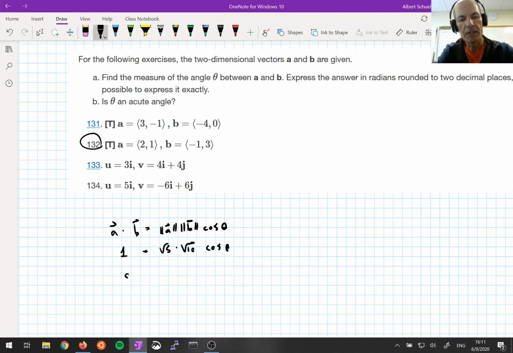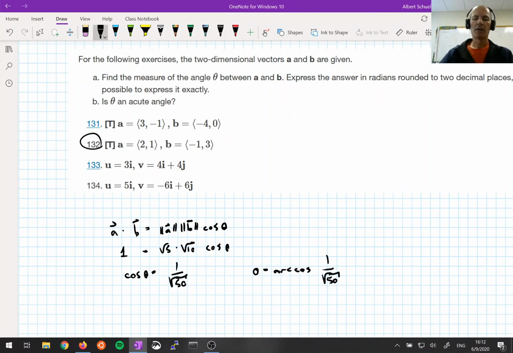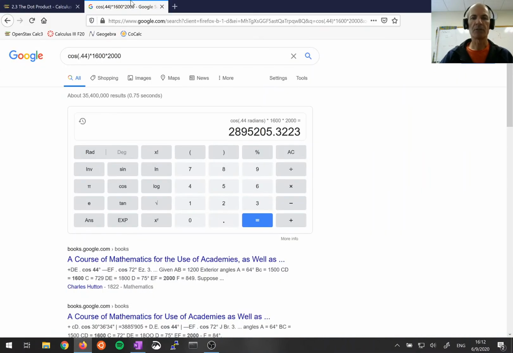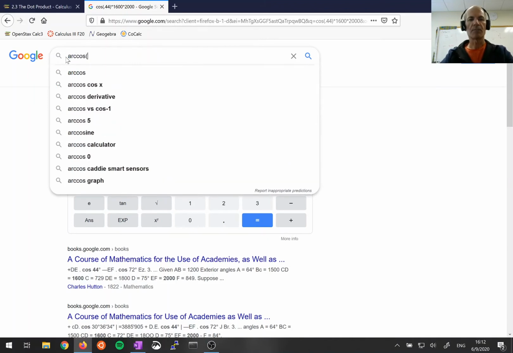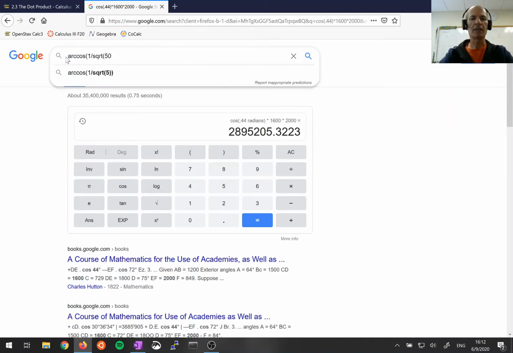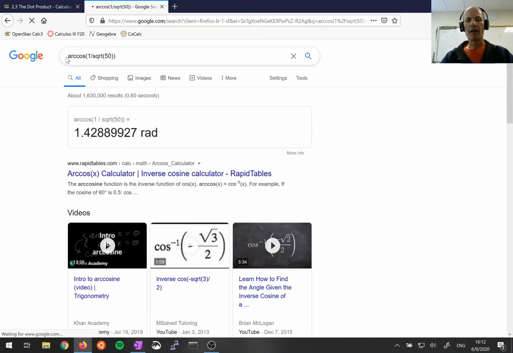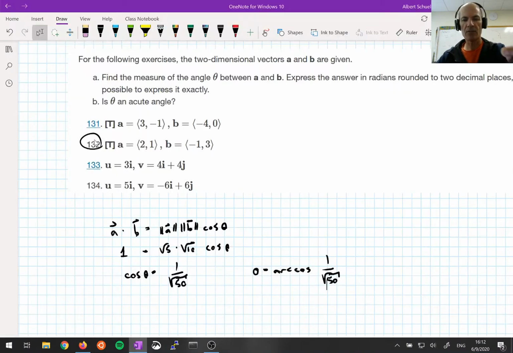All right, if we solve for cosine of theta, we get 1 over the square root of 50. If you don't remember the rules for square roots, you can take those square roots and merge them together to get 5 times 10, 50. And then finally, theta is the arc cosine of 1 over square root of 50. This is not an angle that I'm familiar with, so I'm going to jump over to Google and ask Google what it is. So let's take the arc cosine of 1 over the square root of 50, and that works out to 1.43 radians.